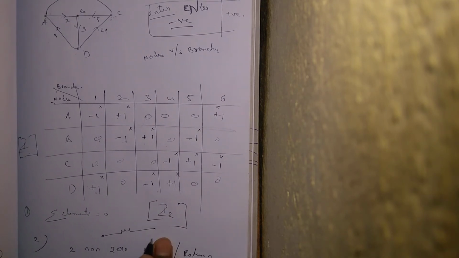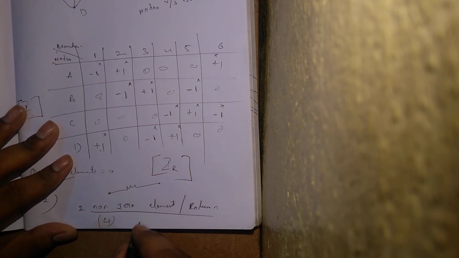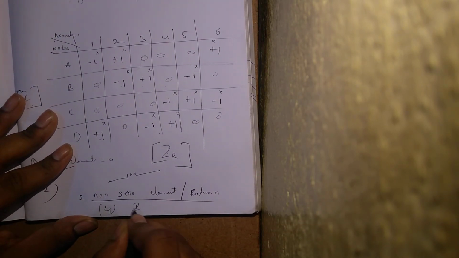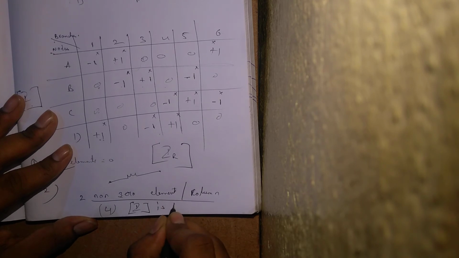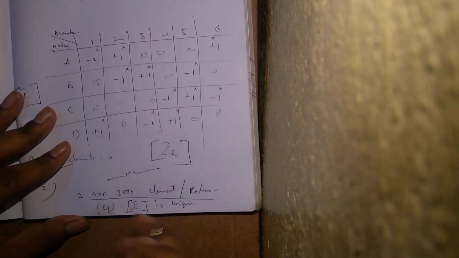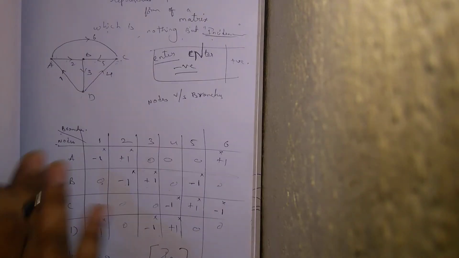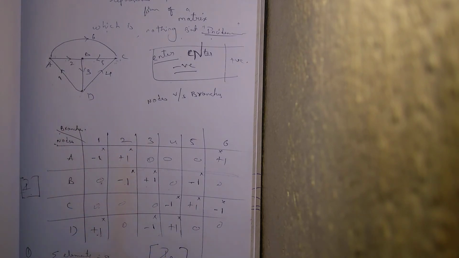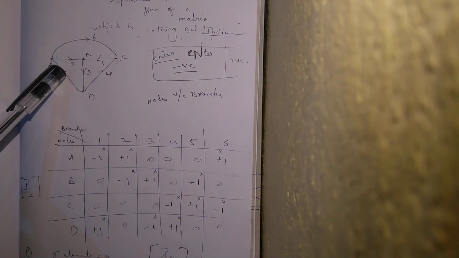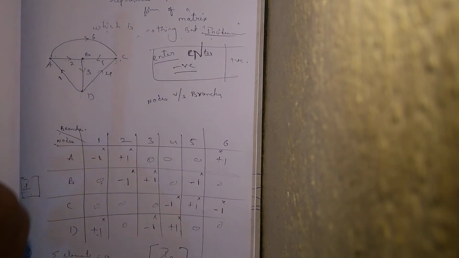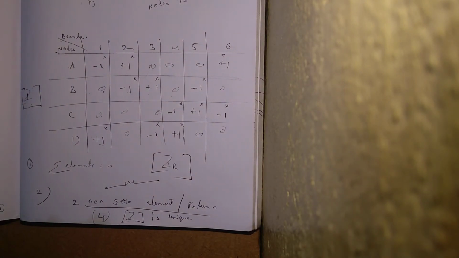Okay, this is now the reduced incidence matrix, and the fourth and last property is this: the incidence matrix is unique. Unique in the sense that for one network there will be only one incidence matrix. There is a network, and this is my equivalent graph for that network, and for that network there will be only one incidence matrix. There won't be 2 or 3 incidence matrices for the same network.